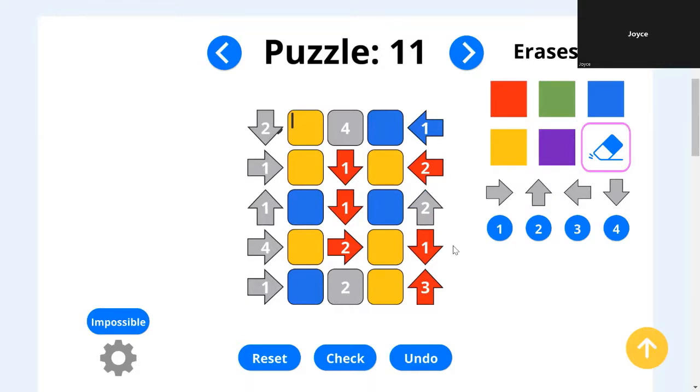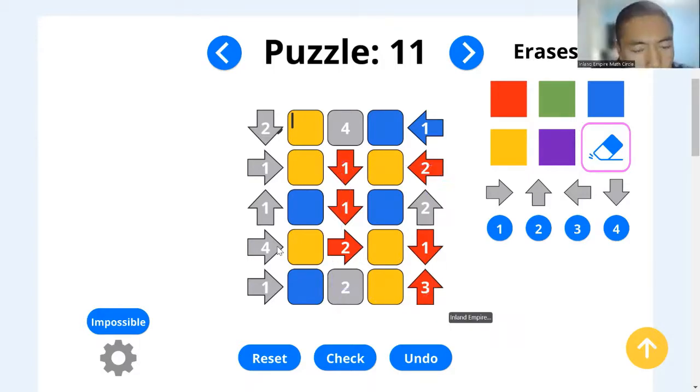Is 4 red? The arrow? Which one? This one? Yeah. Probably not. Could it work? 1, 2, 3, 4. Yeah, it could work. I don't really think so because we already have a complete loop here. So I think we're done with the color red. Okay. Yeah, you might want to go off with blue and see what happens.